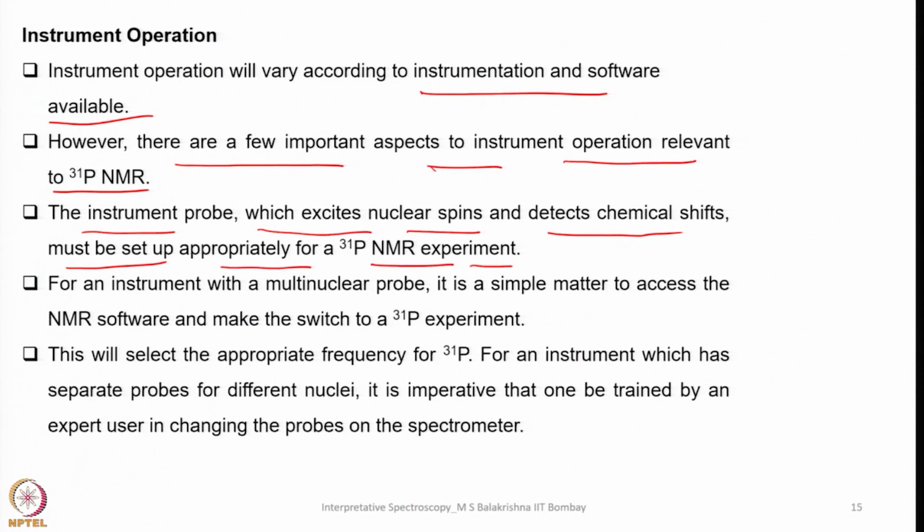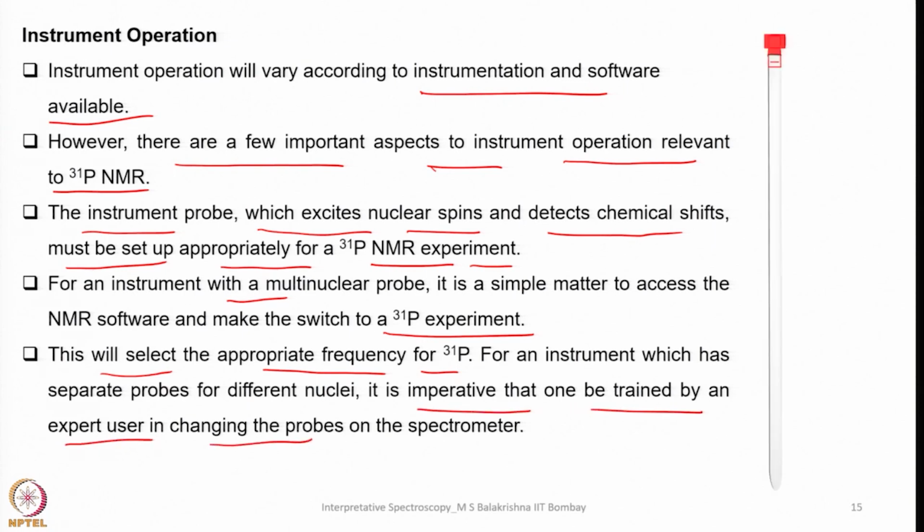Of course, these guidelines will be given. For an instrument with a multinuclear probe, it is a simple matter to access the NMR software and make the switch to a 31P experiment. Again, the technician will guide you in this. This will select the appropriate frequency for 31P. For an instrument which has separate probes for different nuclei, it is imperative that one be trained by an expert user in changing the probes in the spectrometer.